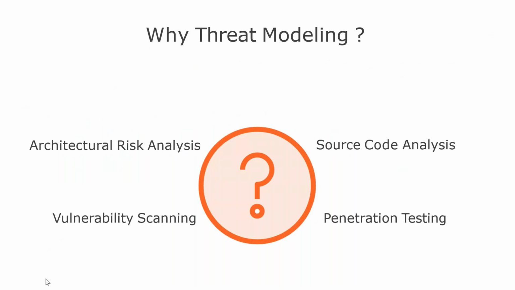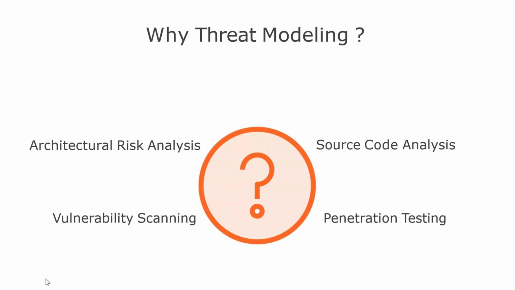So why threat modeling? I think more or less we understand. We want to find out the architectural risk analysis. What are the flaws you have in the architecture? You want to do proper source code analysis. You know that source code analysis is a huge domain where you have thousands of rules. If you remember my SonarQube session, you have thousands of rules, and which rule you are going to use will be decided by the threat model.